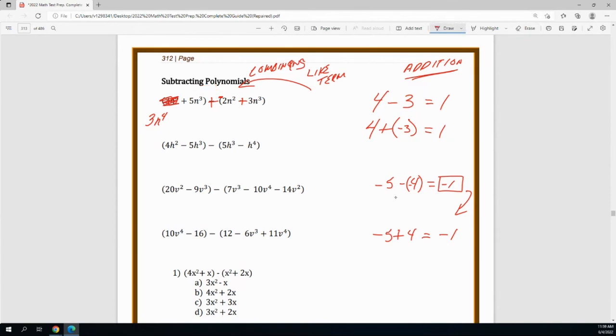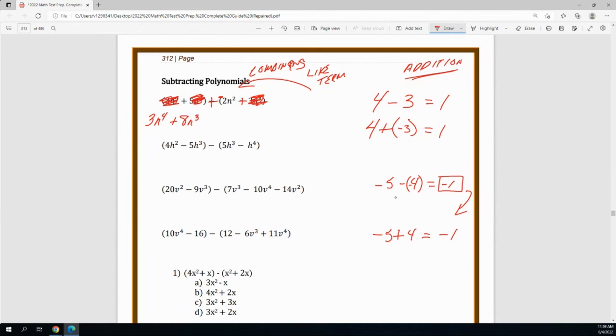What's the next highest term? You can say, well, these n to the thirds. Yep. And what's up there? I have a positive 5n to the third and a positive 3n to the third. That means I have a positive 8n to the third. Yay! Get rid of those. What's left? Just this negative 2n squared.